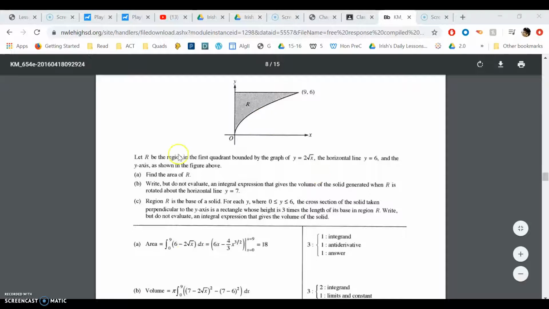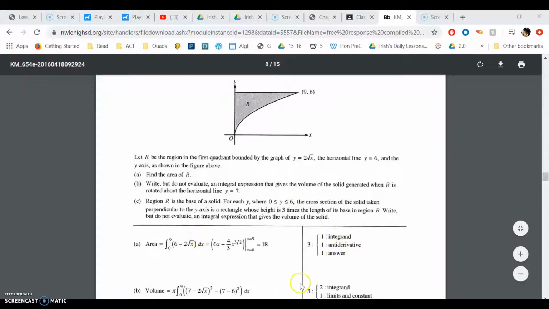Okay, so here's the second question. Very similar to the one on the first question, you have to find the area of R, and you have to do it by hand because it says right here. So the answer is 18. That's 3 points: one for the integrand, one for the antiderivative, and one for the answer.